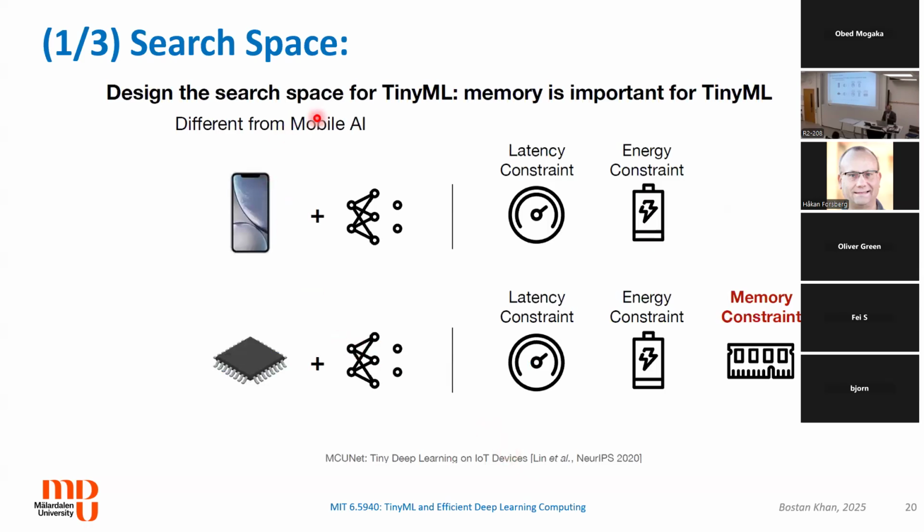So in this case, for the TinyML search space, memory is really important when we are talking about these very small edge devices. We also consider latency constraints and energy constraints. If we are talking about a mobile phone, we do not have that much energy and latency constraint at least. But when we are talking about these very small microcontrollers, then we have to consider the latency and energy constraints because we are really limited on battery as well as memory.